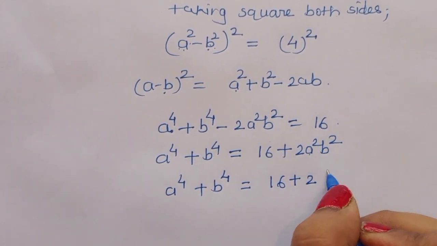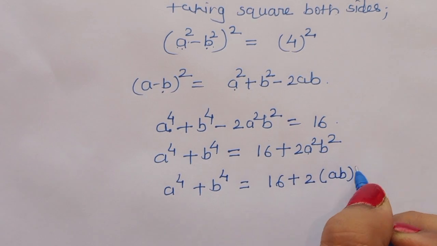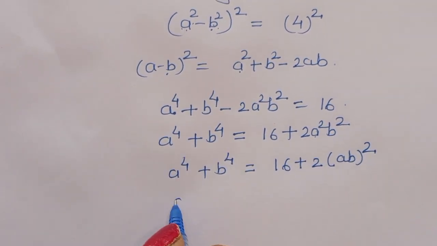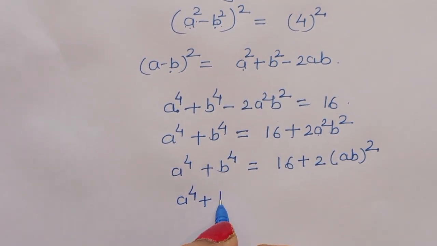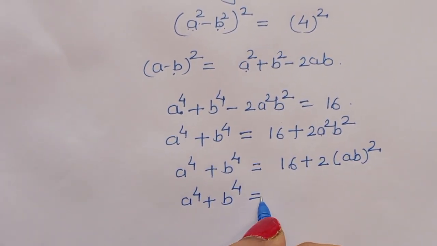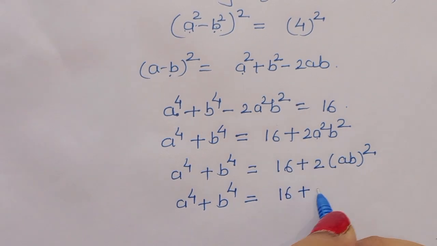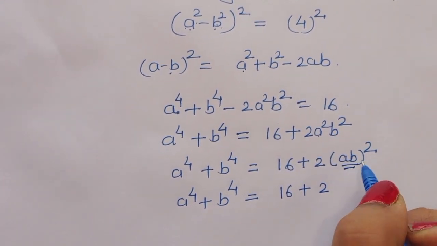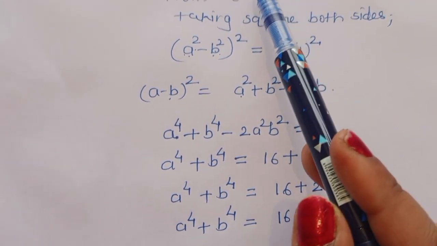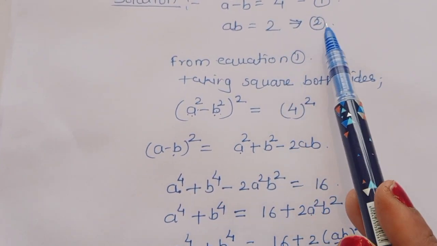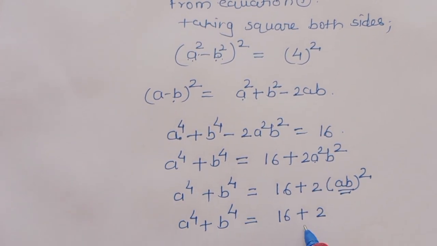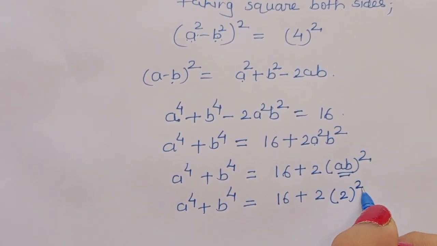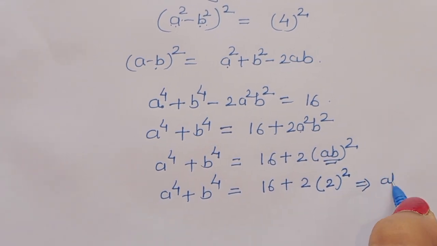This a square b square we can write as ab whole square. So this is a square b square. Now a power 4 plus b power 4 is equal to 16 plus 2 times ab whole square. The value of ab from equation 2, you can see, is 2. This is given. So 16 plus 2 times 2 whole square.